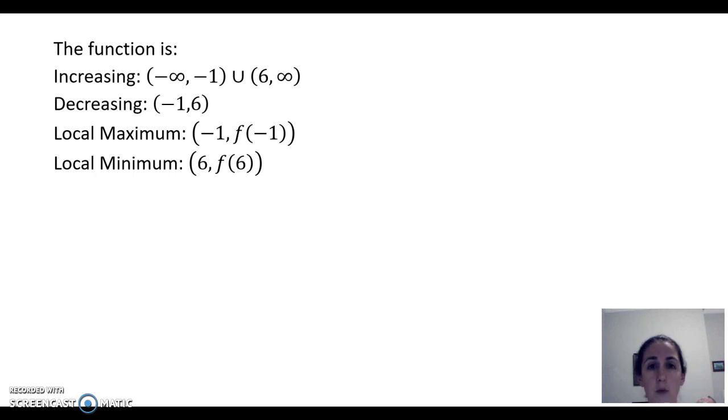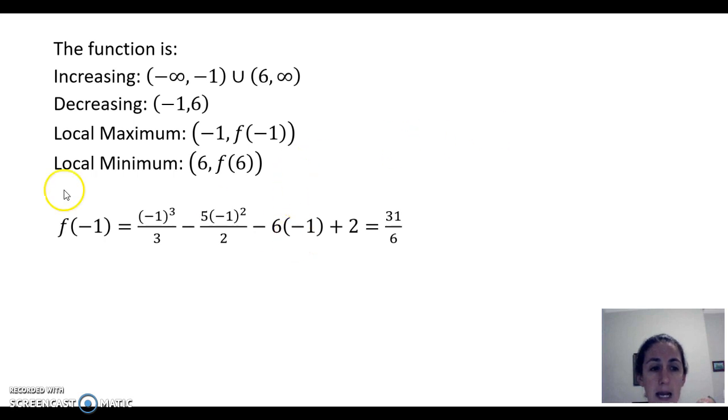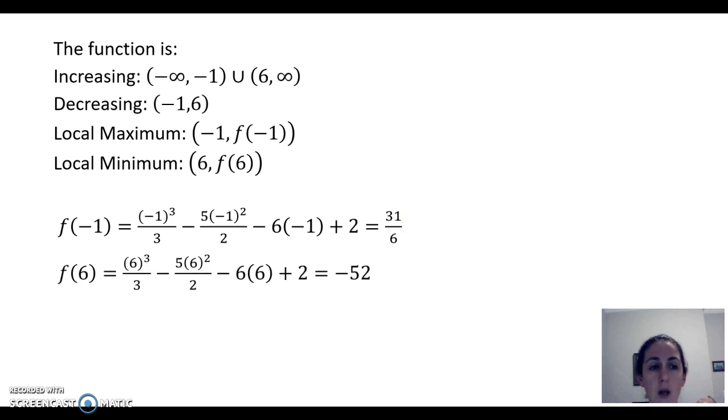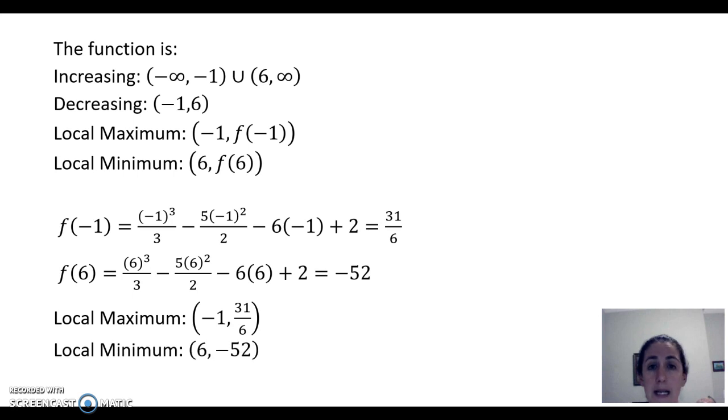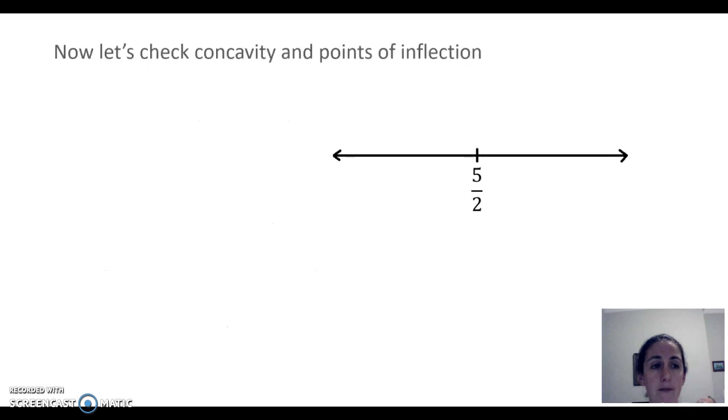So back into the original function, I'm going to plug in -1. -1 cubed over 3 minus 5 times -1 squared over 2 minus 6 times -1 plus 2 gives me 31/6. Now I'll plug in 6, and I get -52. So my local maximum is actually at the ordered pair -1, 31/6, and my local minimum is at the ordered pair 6, -52. Now let's discuss the concavity of this graph.